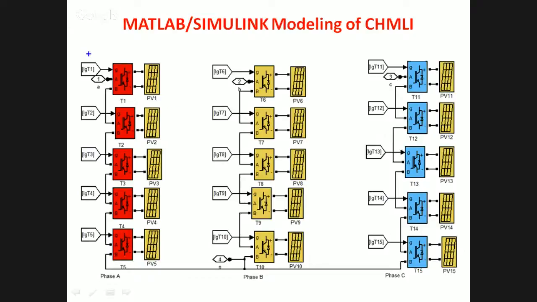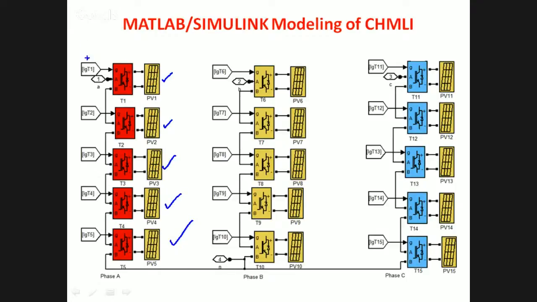So here you can see these are my 5 H bridges which I showed you initially, and here I have connected the PV, photovoltaic arrays. You can have DC inputs here, any battery source. You can even have capacitors connected here. So any DC source, which I showed you in the first slide. These are the DC sources, and these are my inverters.